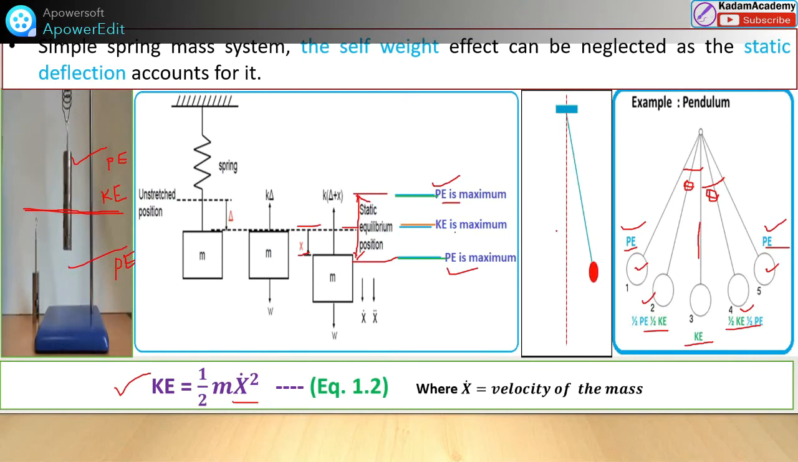X dot is nothing but the velocity of the mass. This mass is oscillating, moving linearly. So x dot is the velocity. How to calculate K? K is half m x dot square, equation number 2.